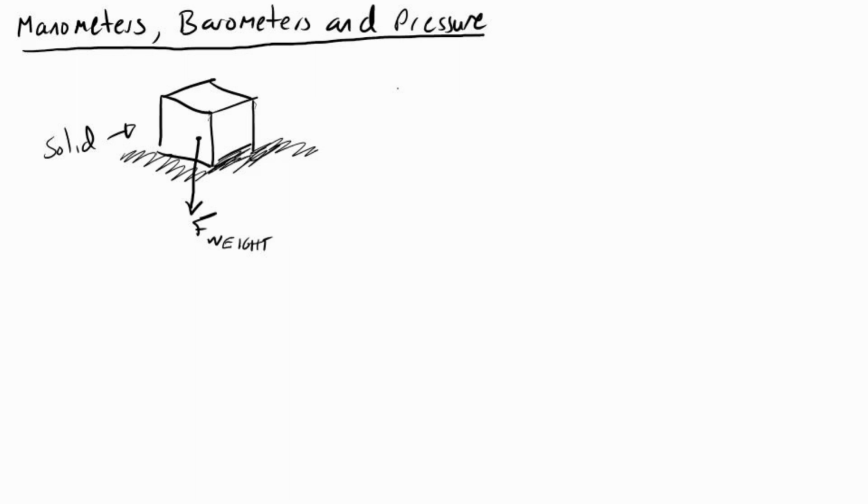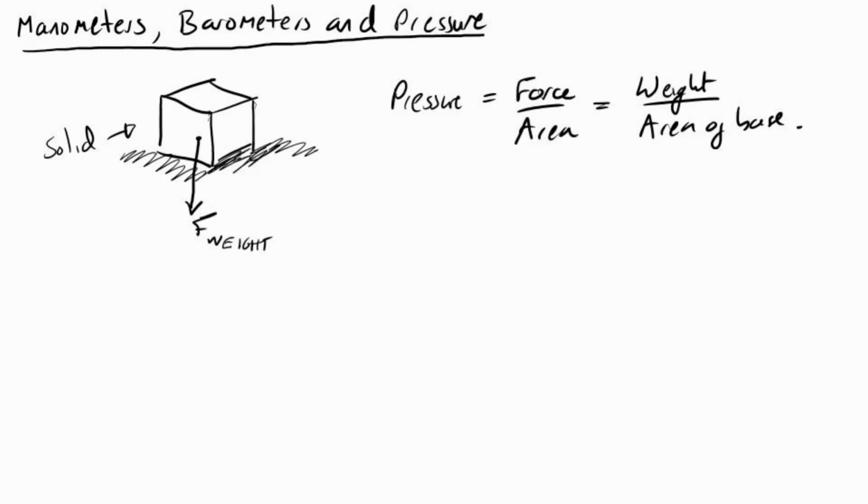Now, pressure equals force divided by area. So, in this case, it's just going to be the weight of the object divided by the area of the base. So the pressure really exists when we have a force acting on an area. Here, the only force acting on it is the weight.